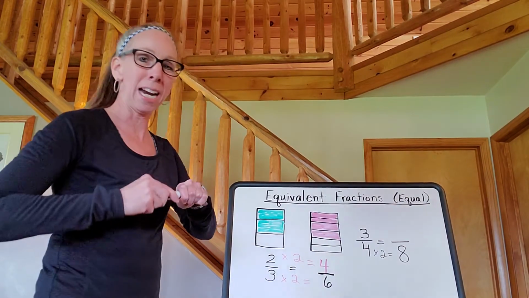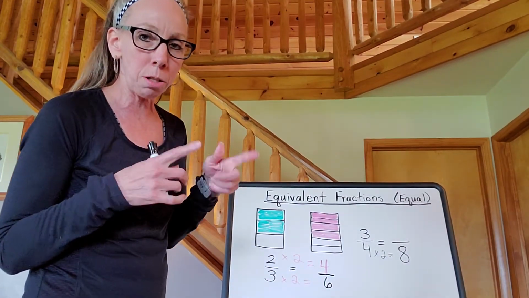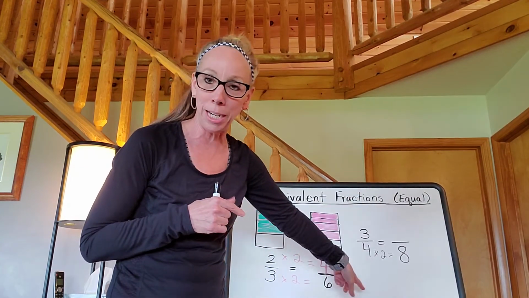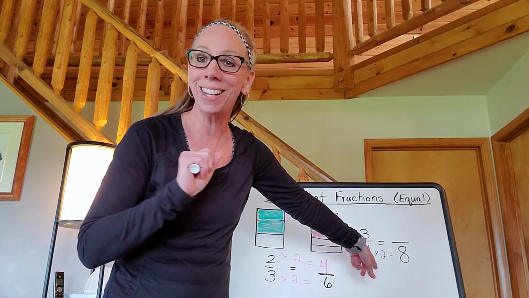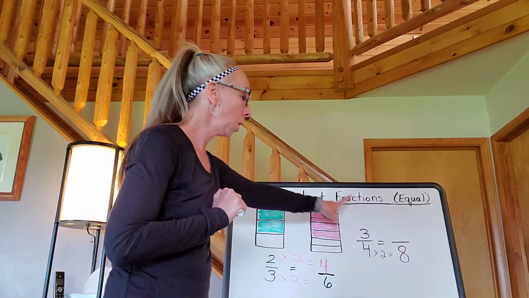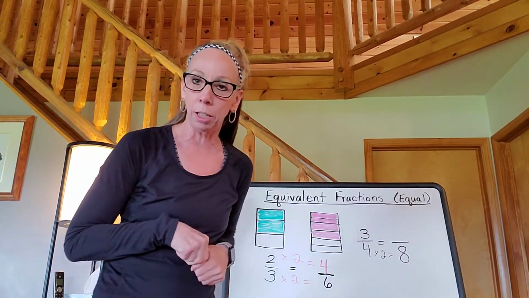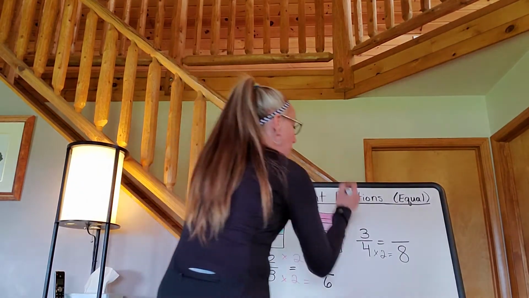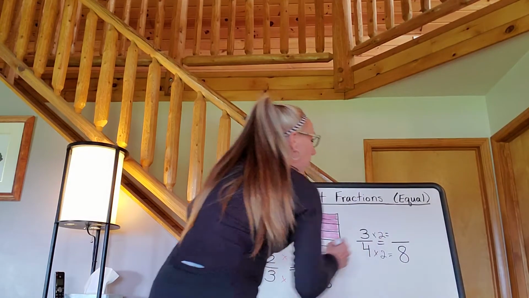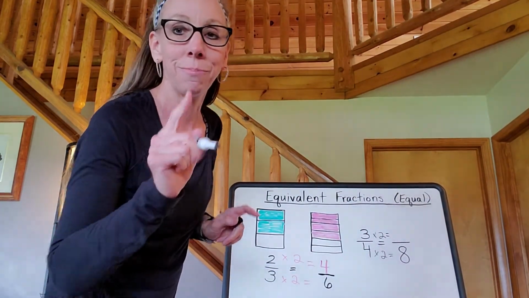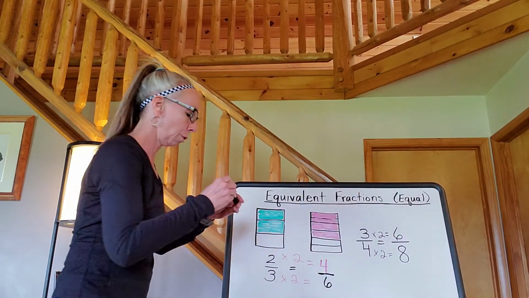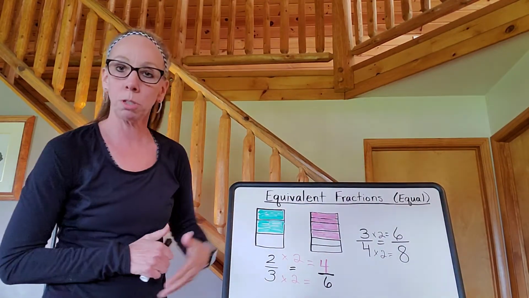Okay, so now what did I say the trick was, or the rule was? You have to multiply the numerator and the denominator by, that's right, the same number. So since we multiplied 4 times 2 to get 8, we're going to multiply 3 times 2 to get the numerator of the other fraction. So 3 times 2 equals, who's got it? That's right, 6. So 3 times 2 equals 6. So 3/4 is equal to 6/8.